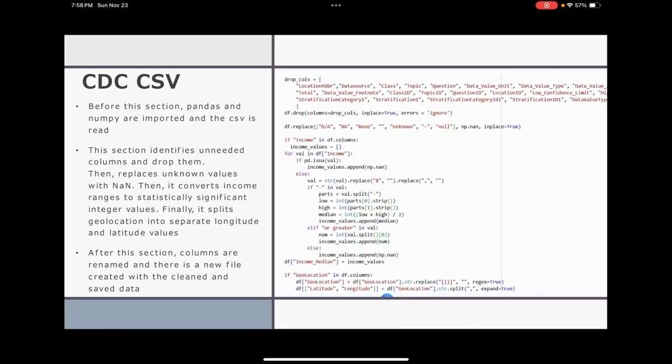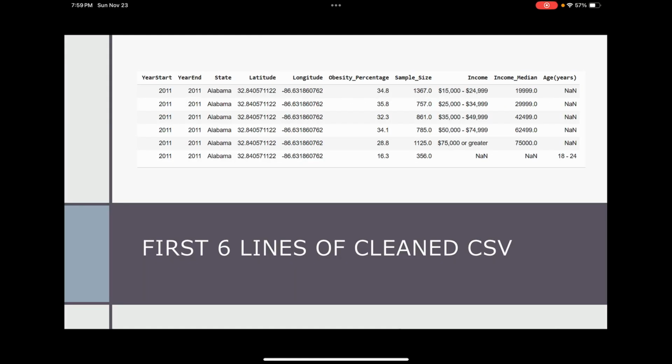In Phase 2, we started with the CDC CSV. Before the shown section, pandas and NumPy are imported and the CSV is read. This section identifies unneeded columns and drops them, then replaces unknown values with NaNs. Then it converts income ranges to statistically significant integer values. Finally, it splits geolocation into separate longitude and latitude, and a clean file is created after the shown code. And this is the result.